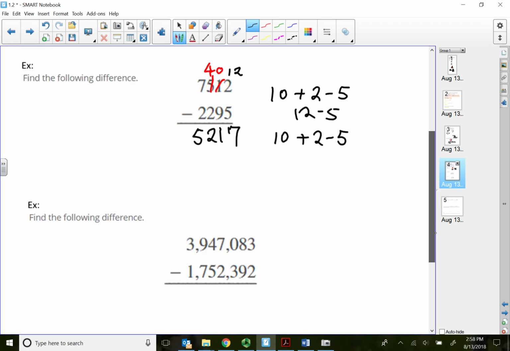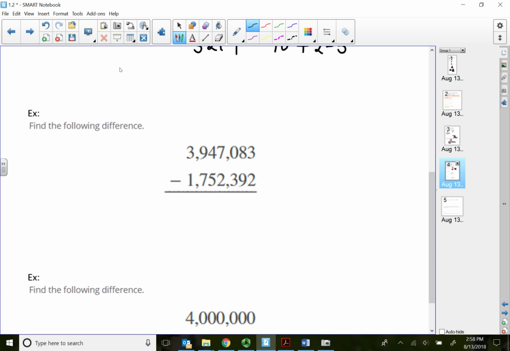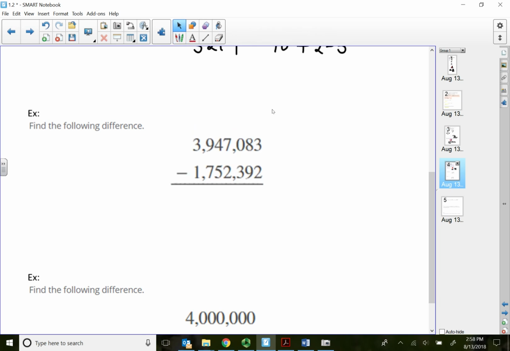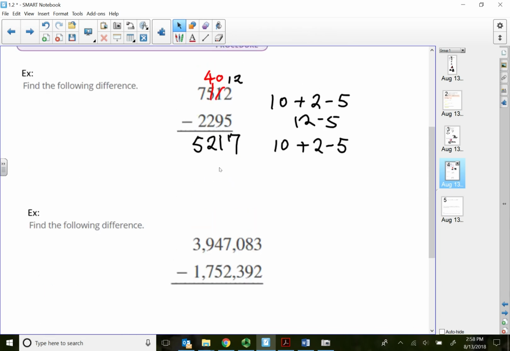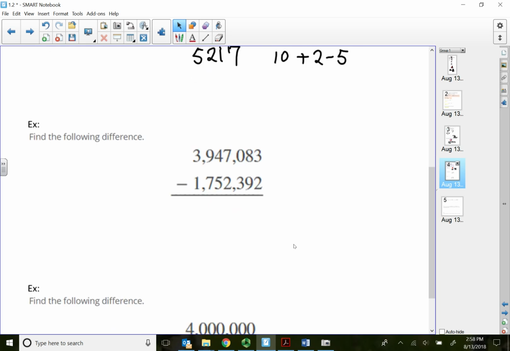Okay, let's try another one. I'm going to do it slightly quicker. So if you want to write the 12, things like that up top, that's fine. Okay. 3 minus 2 is 1. 8 is not enough to subtract 9. So we've got to borrow from the 0. Well, 0 doesn't have anything to give. So 0 has to borrow from 7. So the 7 becomes 6.